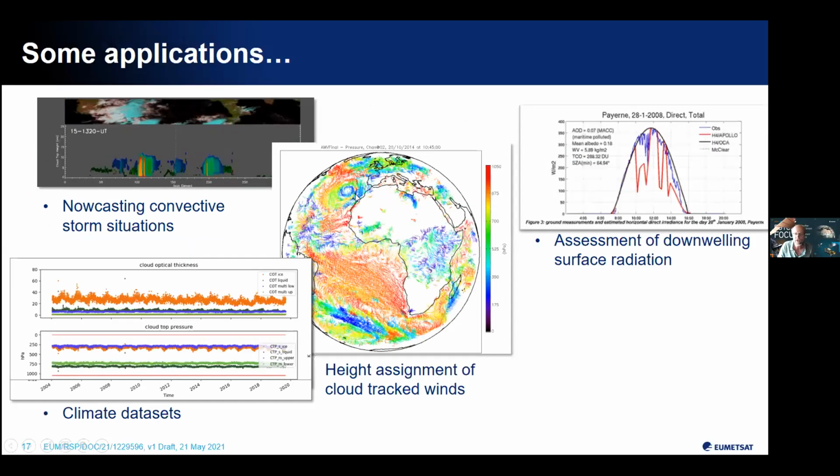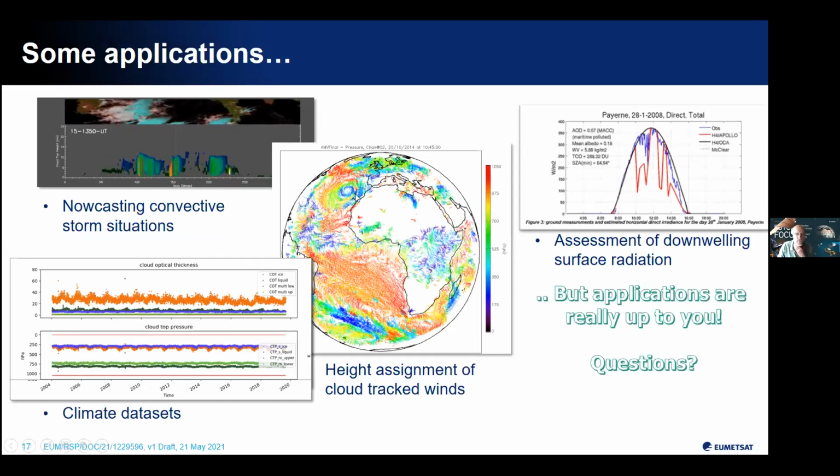So some applications, but these are really up to you, people listening, I think. So yeah, nowcasting convective storm situations. One of our main customers for VII at least will be the height assignment of the cloud track winds. That's what OCA will be used for, climate data sets and for assessment of downwelling surface radiation.